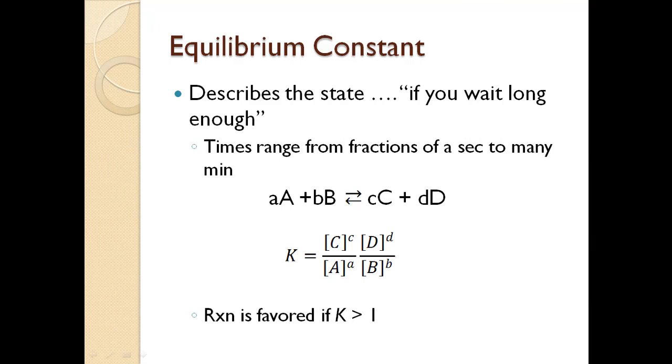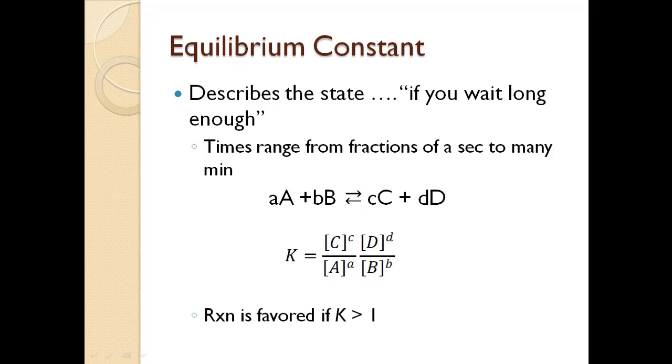Since we're going to start talking about equilibriums a lot, we should define what equilibrium constant really means. We skipped over this chapter at the beginning of the semester because I wanted to wait till we started actually talking about chemical equilibrium. So equilibrium describes the state, quote unquote, if you wait long enough. Most reactions of interest in analytical chemistry reach equilibrium in times from fractions of a second to many minutes to possibly hours, not sure, but they do range in time.